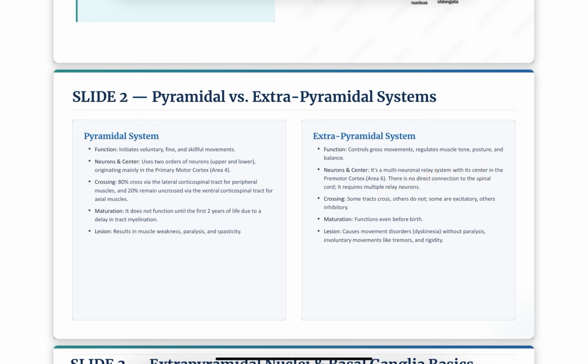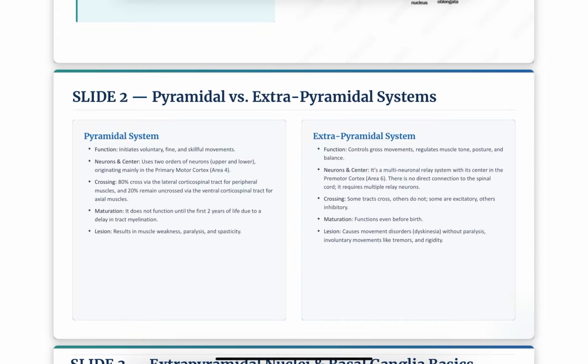So some of it will cross and others won't cross, and some will be excitatory and some will be inhibitory. It functions before birth. This one, we said, matures over the first 2 years of life. Here, it functions even before birth. Now, clinically, a lesion here is going to be definitely different from the pyramidal lesion. So instead of causing paralysis, it will cause what? Movement disorders, dyskinesia, tremors, and rigidity.